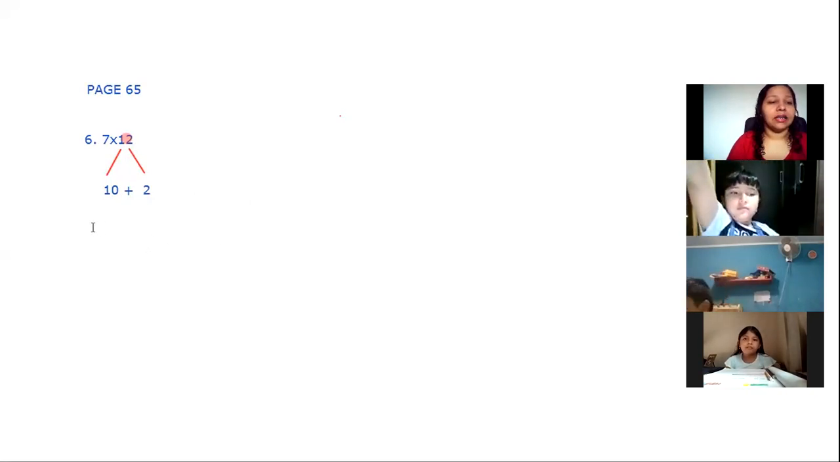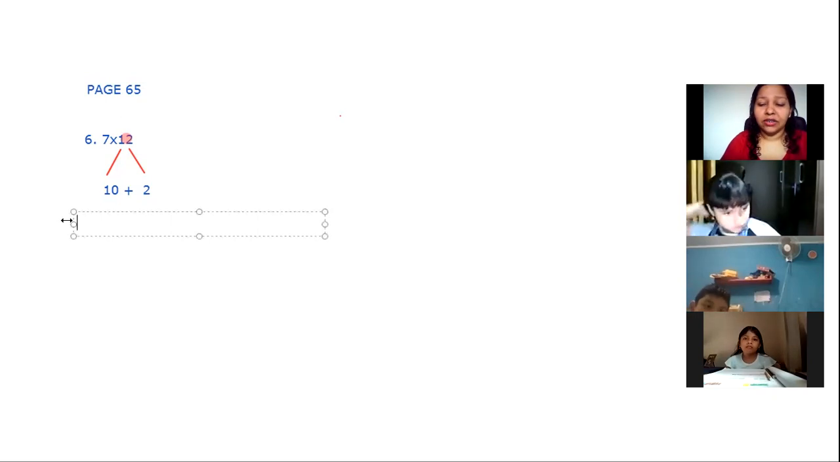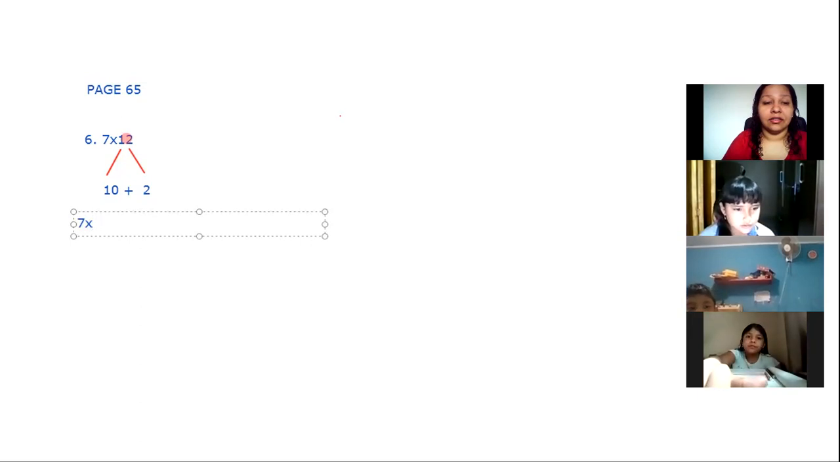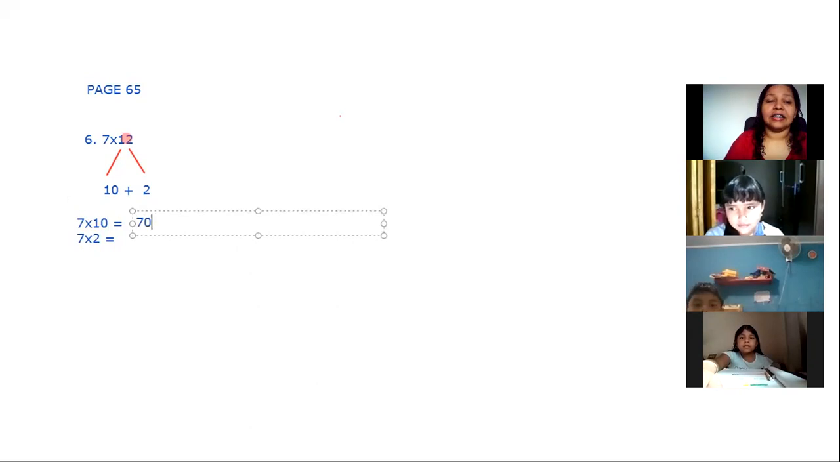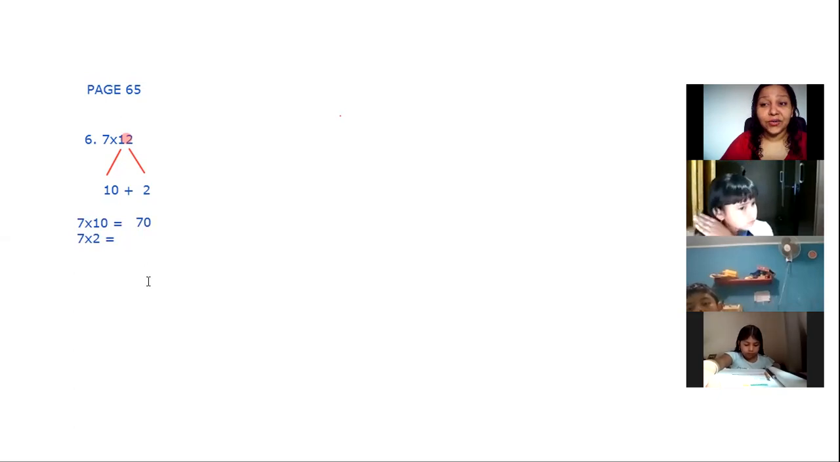In here, it means I'm going to multiply 7 times 10 and 7 times 2. But what is the first number? 10. And then 7 times 2. This is equal and this is equal. 7 times 10 is 70. And now we'll get 7 times 2? 14.